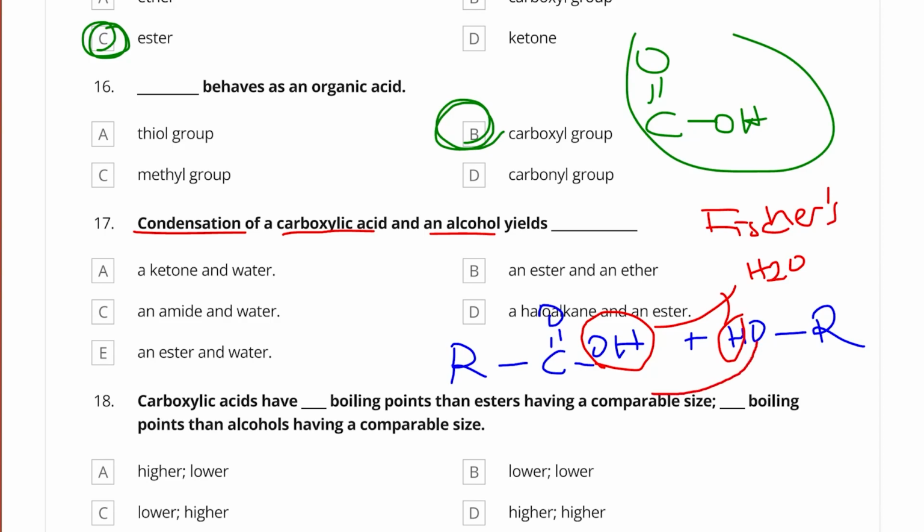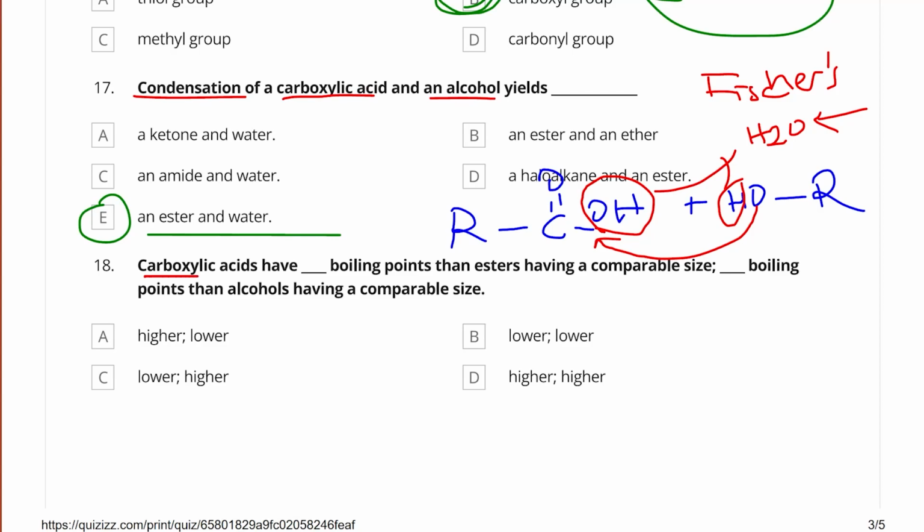Thus binding this oxygen to here will yield what? Will yield, as you see, 1 mole of water molecule and that ester molecule, which makes the answer E, an ester and water. This is Fischer's esterification. And these are the general reactions of acids and alcohols, the condensation reactions of acids and alcohols.